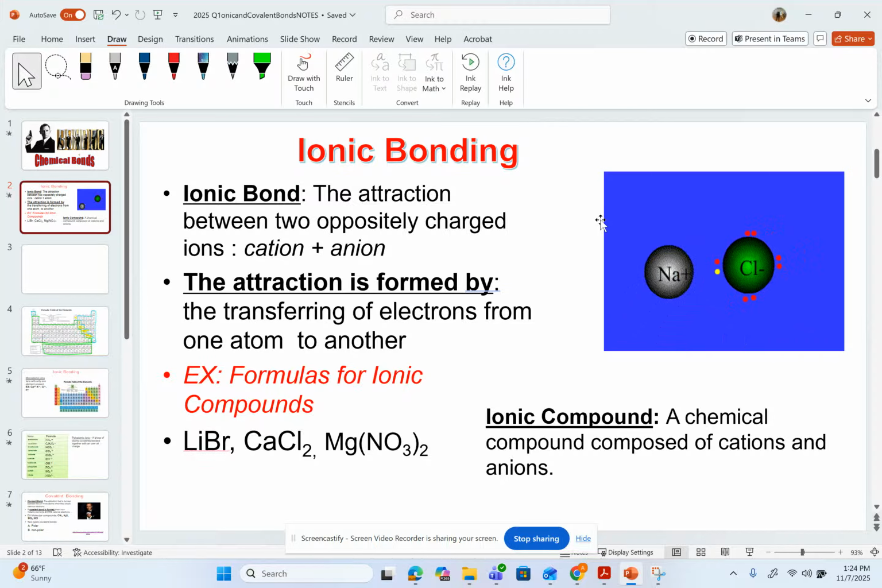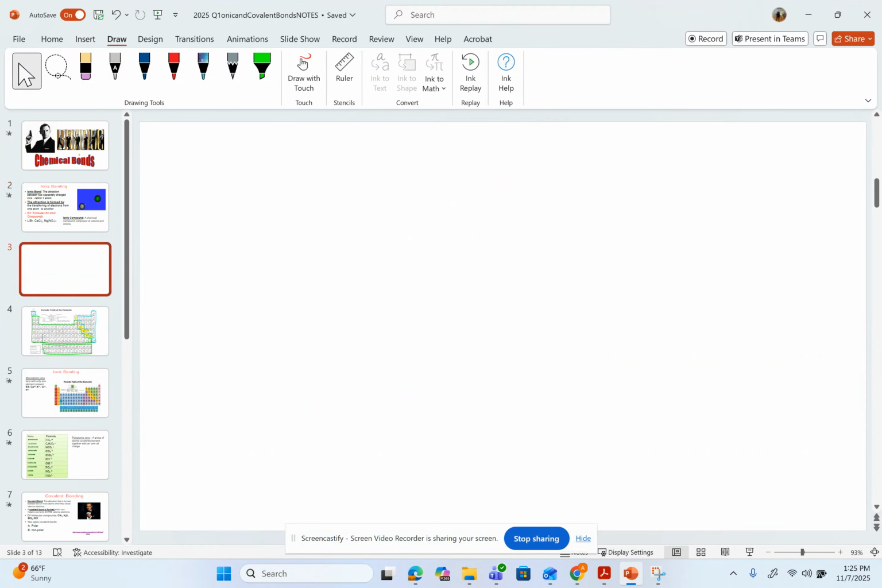That means metals are going to lose their valence electrons to have a positive charge and form cations, and nonmetals are going to gain valence electrons to have a negative charge. The attraction between those oppositely charged ions forms an ionic bond. So the attraction is formed by the transferring of electrons from one atom to another. This is a perfect example. Just real quick, I'm going to use lithium fluoride as an example.